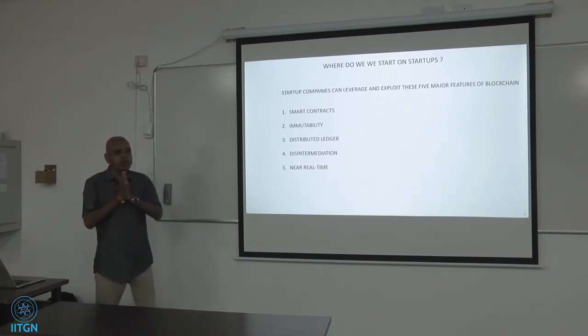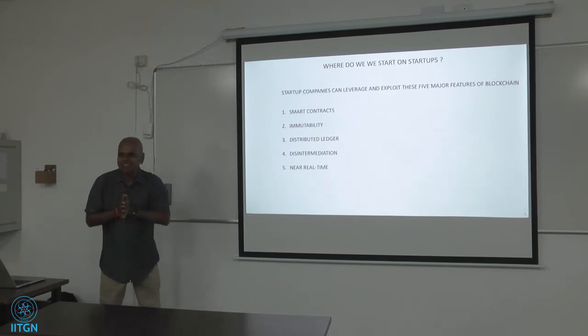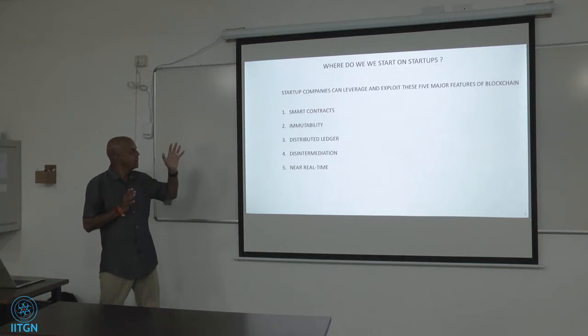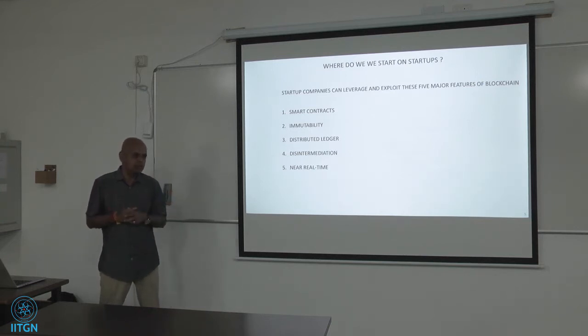So, where do we start on the startups? Startup companies can leverage and exploit these five properties of this new technological platform, combined with homomorphic encryption algorithms. Number one, smart contracts. Number two, immutability. Number three, distributed ledger. Number four, disintermediation. If you are middlemen, brokers, you can disintermediate them. They will not be required if you use this technology.